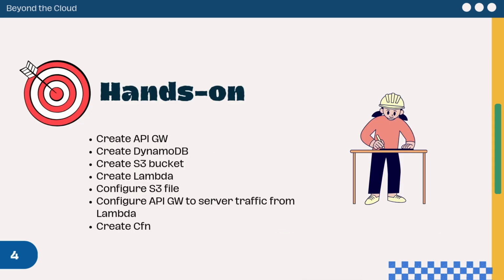And the next is the part where we will do some hands-on. We will create the API Gateway, DynamoDB, S3 bucket, Lambda, configure the S3 file, then serve the traffic from API Gateway to Lambda, then create the CloudFront distribution. So all and everything we will do from scratch, and you will get an idea of how to host the website.